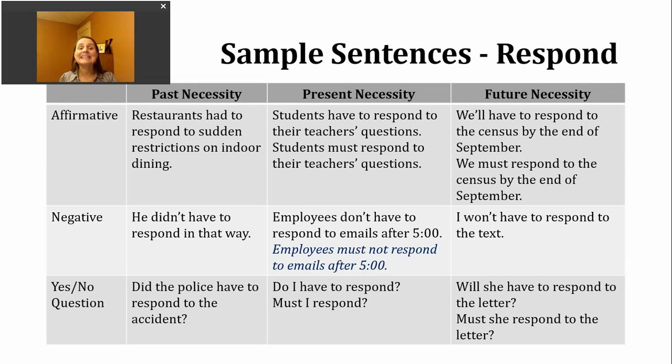If I want to make a negative sentence to express past necessity, what I'm going to use is did not have to, and then the base verb. So here's an example sentence. He didn't have to respond in that way. So perhaps someone behaved very badly, maybe spoke really harsh words, and that might be someone's reaction.